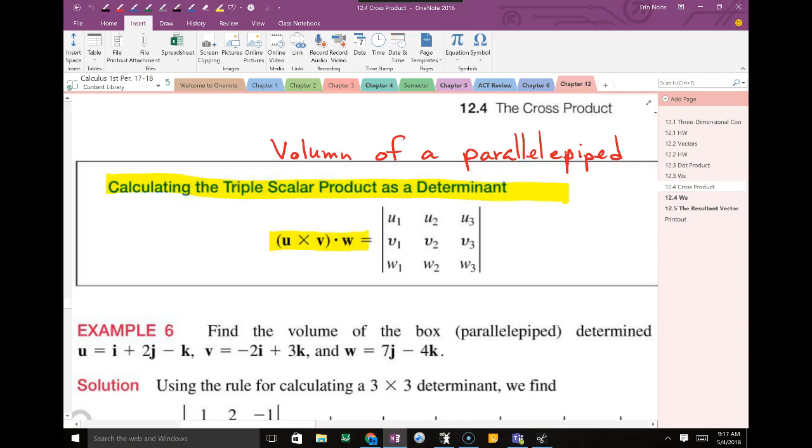Okay, so the idea of this would be like, you would have 3 vectors.